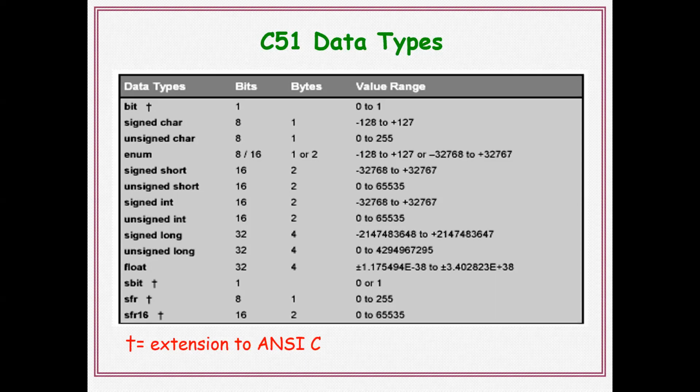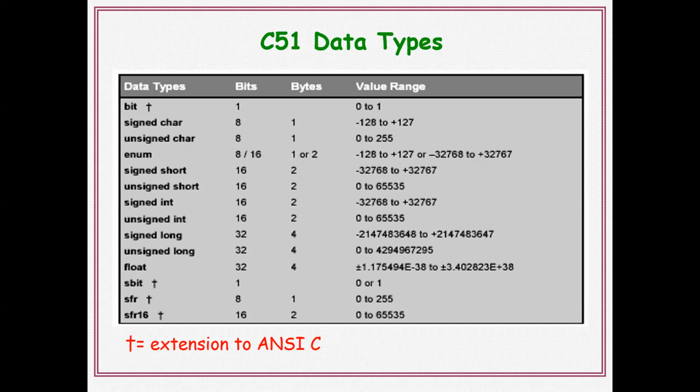Next one is enum, that is 8 bits or 16 bits supported, like 1 byte or 2 bytes. If it is 8 bits, minus 128 to plus 127, or 2 bytes, minus 32,768 to plus 32,767. Unsigned short, so this is 16 bits, 2 bytes, from 0 to 65,535. Signed integer, 16 bits, 2 bytes, minus 32,768 to plus 32,767. That is the value range.